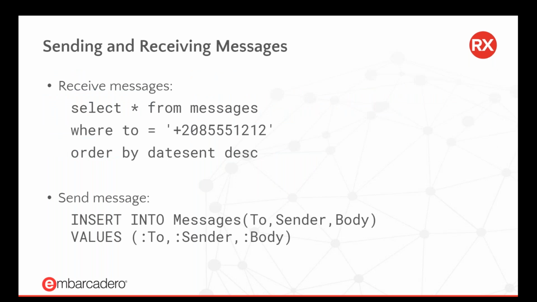These are the example queries I used in that quick application I wrote for my father. Just select star from messages where to equals, that's not the actual number I used, but once you sign up with Twilio, you can get a phone number and people can text that number, and then you just say, hey, give me all the messages sent to that number. You could also say where from equals that. And so that would give you a listing of all your outgoing messages.